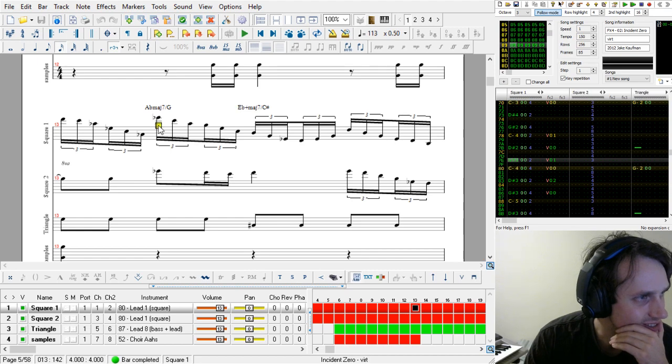Yeah, there it is. I'm calling it A flat major 7 this time because there's a G in the actual chord shape this time.